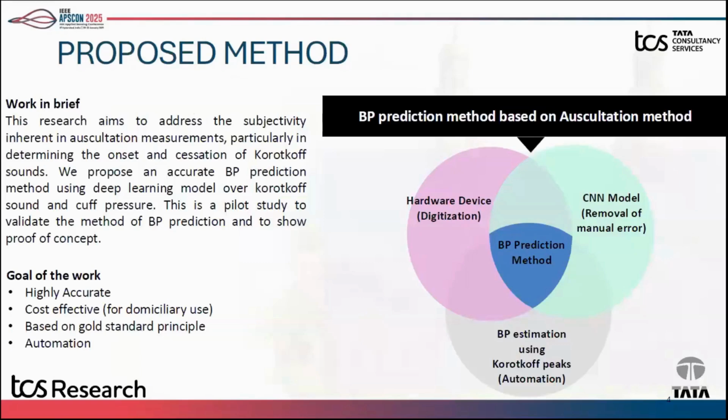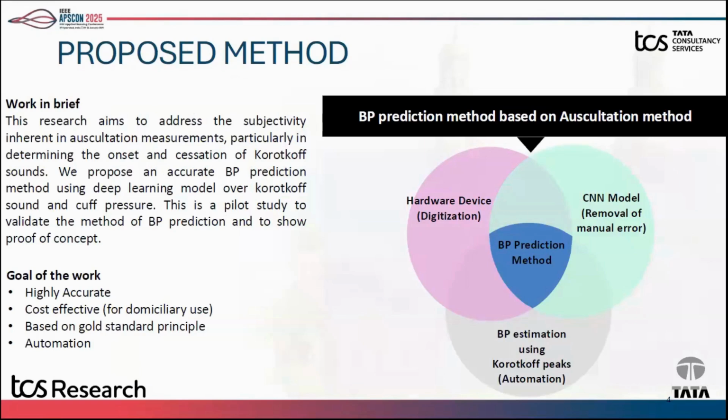So this is the proposed blood pressure prediction method. Our research aims to address the subjectivity inherent in auscultation measurements. This blood pressure prediction method, which is based on the auscultation method, has three components. One is the hardware device. We are using digital sensors such as an air pressure sensor and a microphone sensor to capture both Korotkoff sound and cuff pressure. We are using a CNN model.